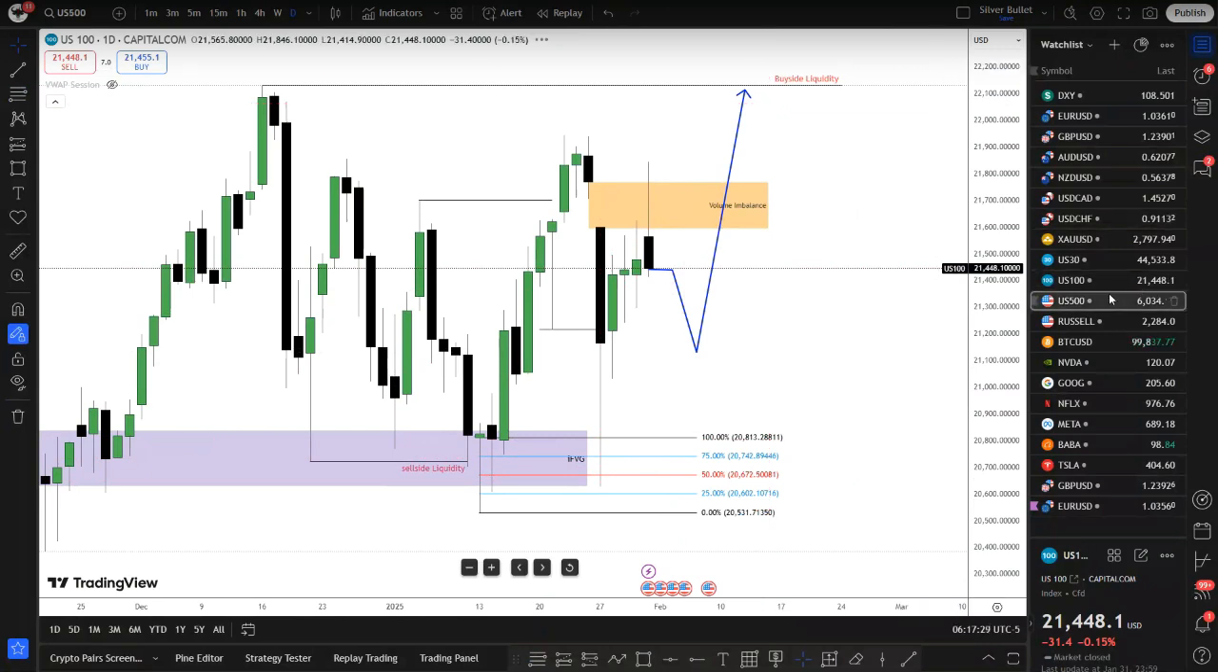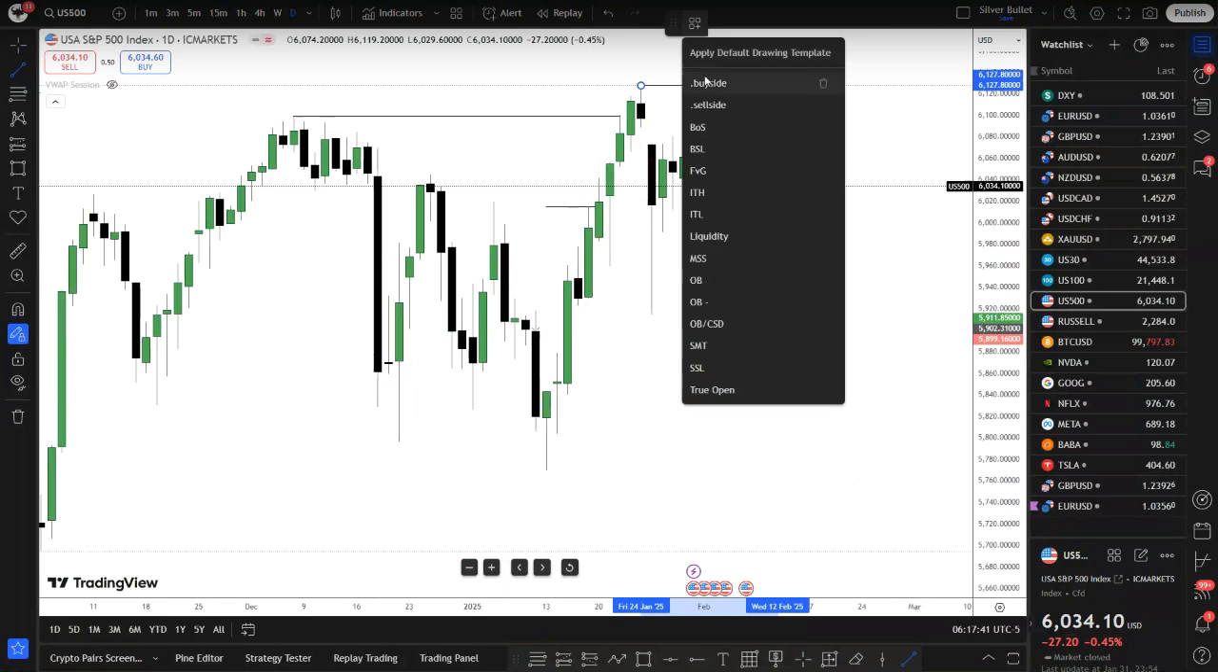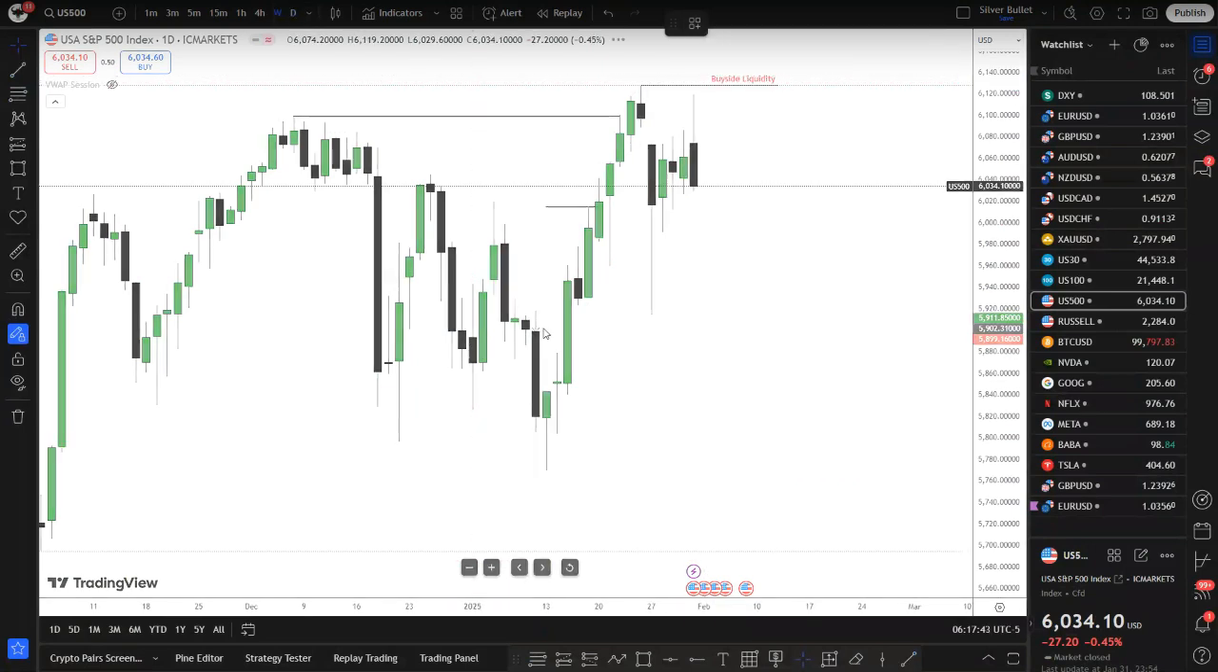Let's look at the S&P 500 here. Oh, this is a thing of beauty. S&P 500 made an all-time high last week here. This was the all-time high, which means this all-time high makes it our cleanest draw on liquidity for this week. We are bullish on S&P 500 here.